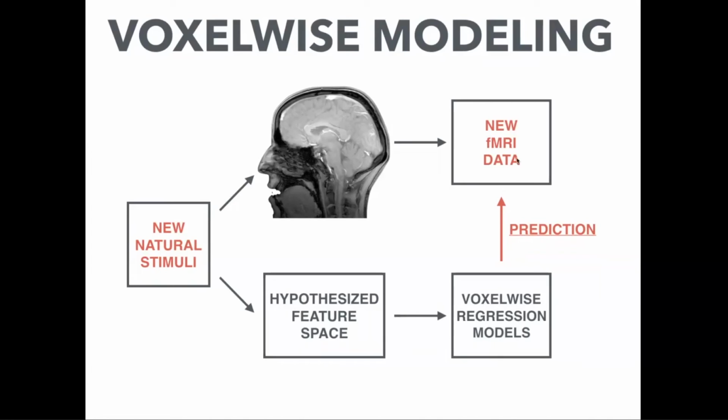Now, if this does a good job, the models do well at predicting the brain responses, then we can ask what is it about the stimulus that's actually driving the response in any one feature.